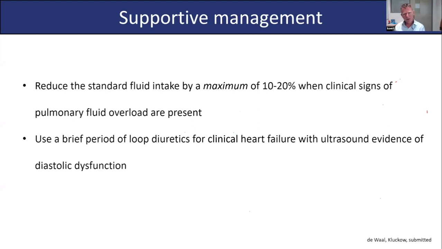On the fluid management, we discussed and reviewed the available evidence. You shouldn't go too high initially, that's one thing, but it wasn't in the trial protocol. But we did say that you should reduce the standard fluid intake by a maximum of 10 to 20%, because there is some evidence that if you reduce it even more, that might not be beneficial to perfusion pressure. And then we would prescribe a brief period of loop diuretics for clinical heart failure, particularly if there was ultrasound evidence of diastolic dysfunction. And I will detail that a little bit later as well.